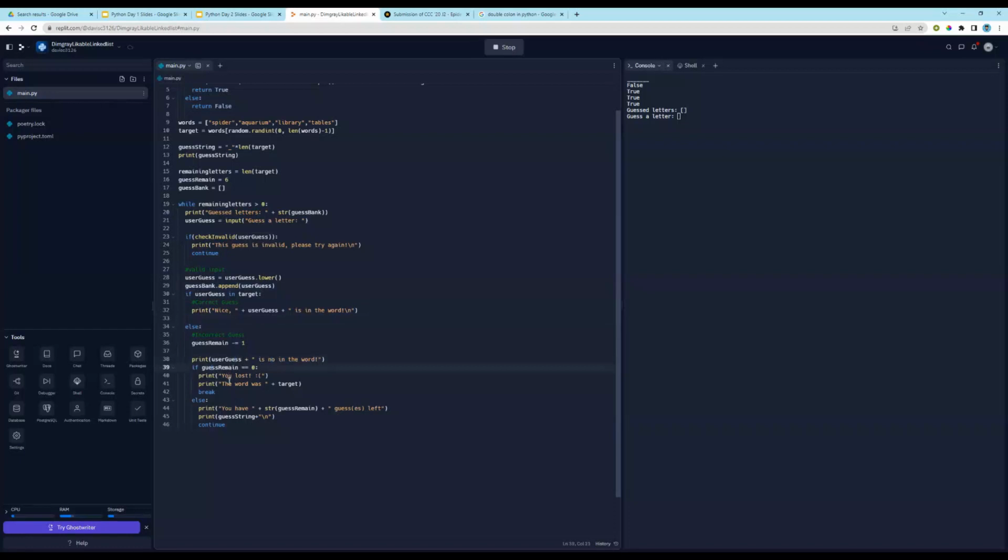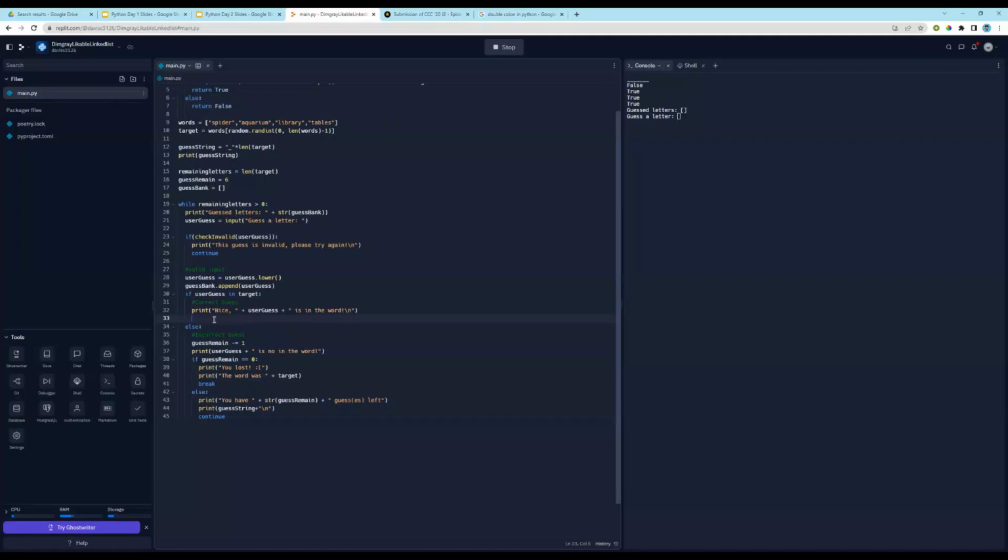User guess not in the word. So we print out, oh, hooray, nice, you got the word. Now all you have to do is replace every single appearance of that letter inside that word with the correct letter. You have to print out every single appearance in the guess string.